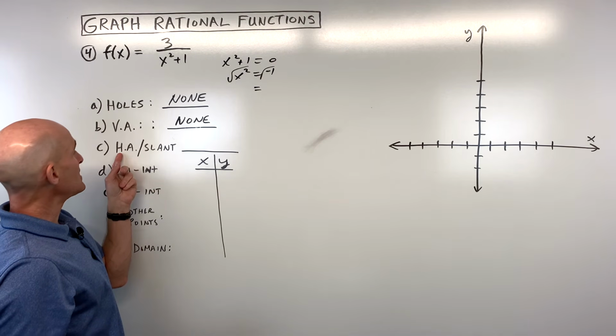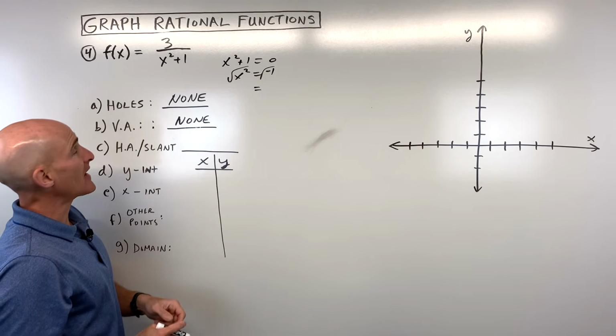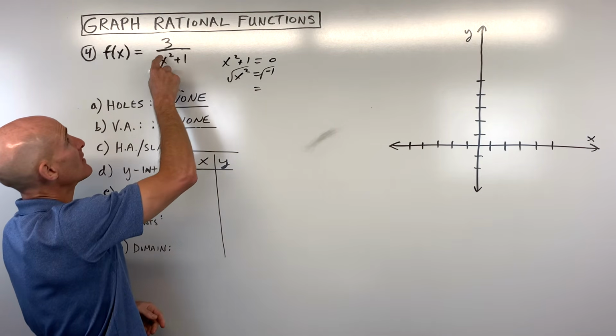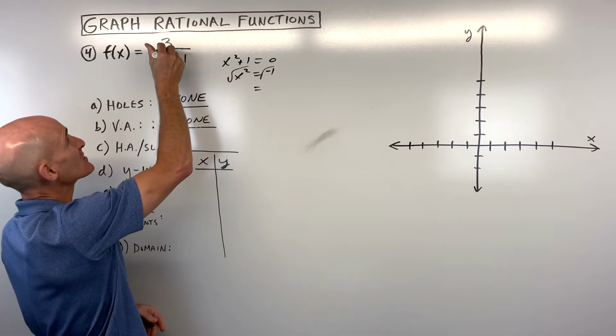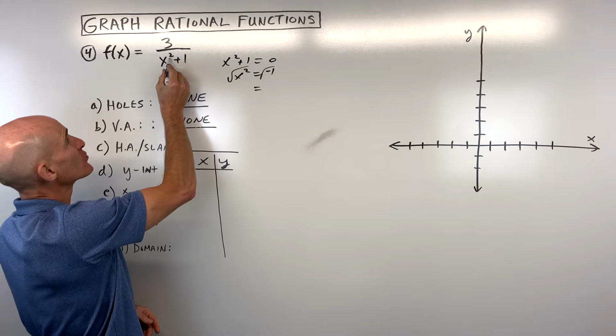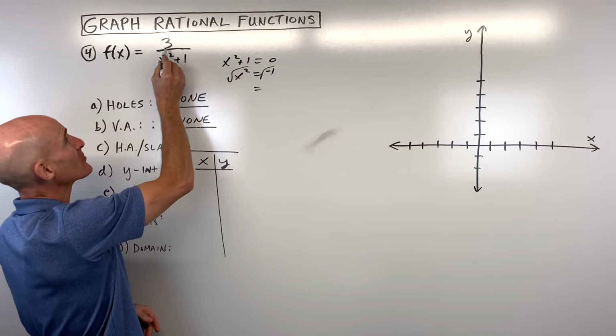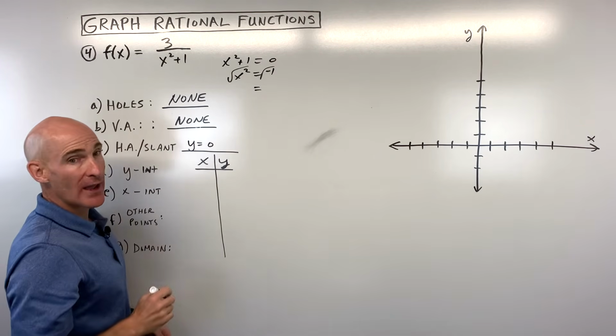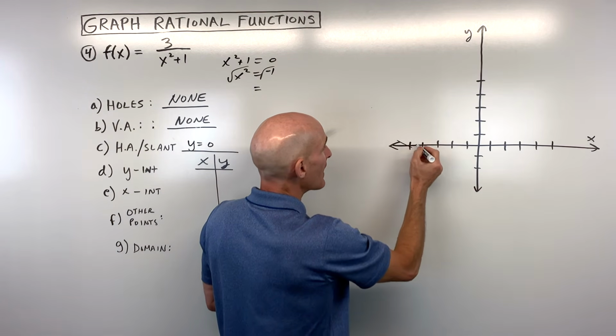Now for letter C, horizontal asymptote or a slant asymptote. Here's where we analyze the highest powered term in the numerator and the highest powered term in the denominator. In this case, because the degree of the highest term in the denominator is higher than the numerator, the horizontal asymptote is going to be y equals 0, which is right here on the x-axis.